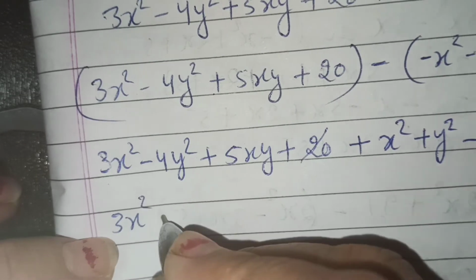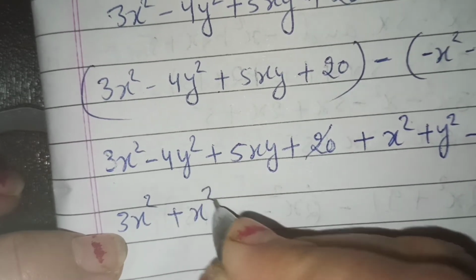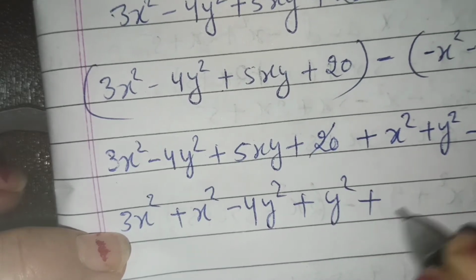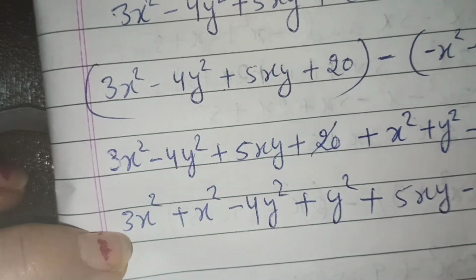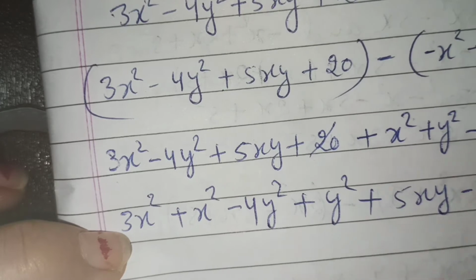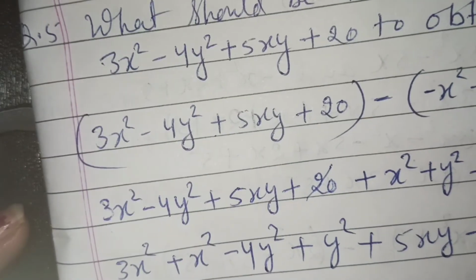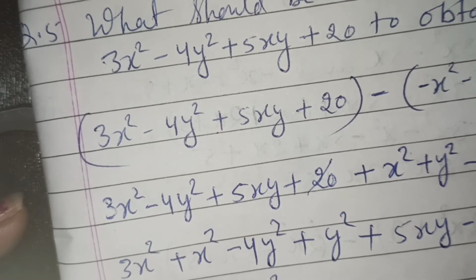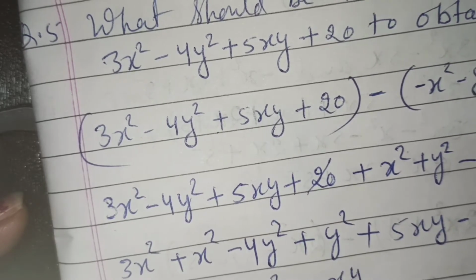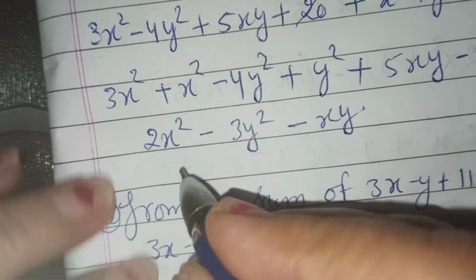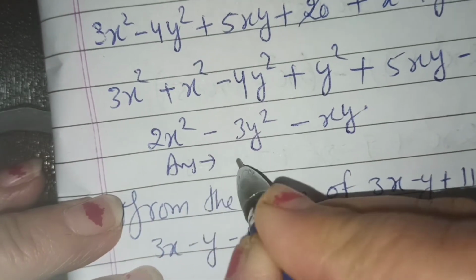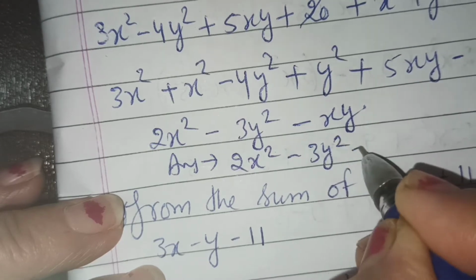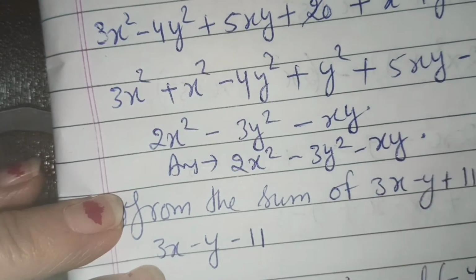Now combine like terms. Combine these like terms. 5xy minus 6xy and this 20 cancelled. So here 2x square minus 3y square minus xy. This is the answer. So the right answer is 2x square minus 3y square minus xy.